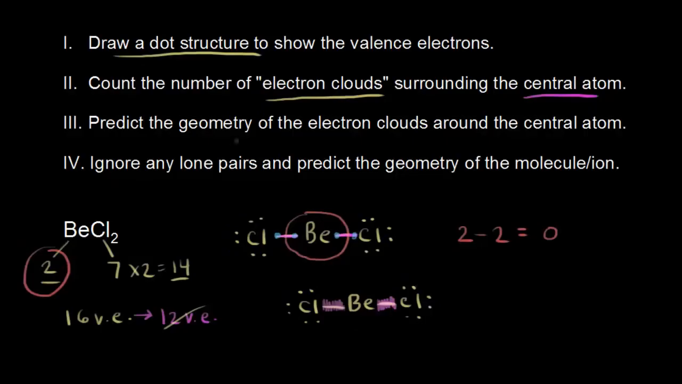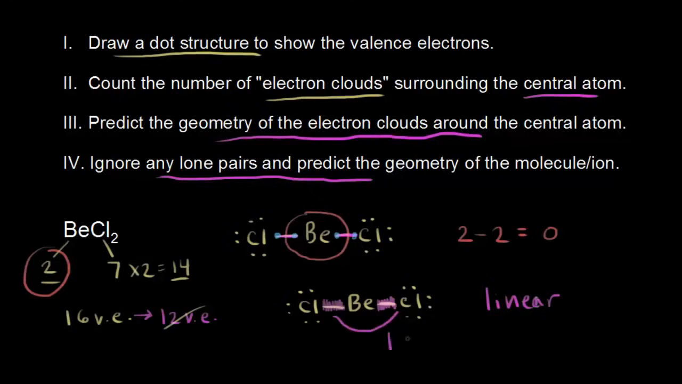And so the geometry or the shape of the electron clouds around the central atom, if they're pointing in opposite directions, is going to give you a linear shape here. So this molecule is actually linear because we don't have any lone pairs to worry about here. So we're going to predict the geometry of the molecule as being linear. And if that's linear, then we can say the bond angle, the angle between the chlorine, the beryllium, and the other chlorine, is 180 degrees, so just a straight line. All right, so that's how to use VSEPR to predict the shape.